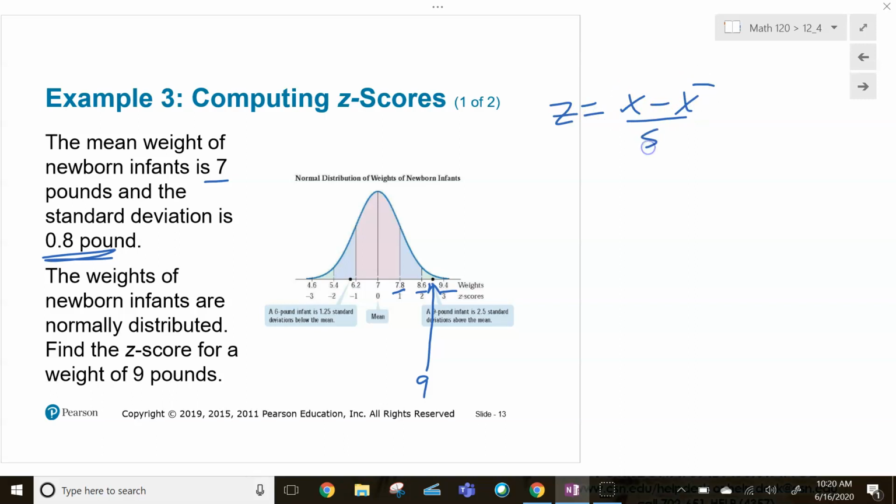This will be a very valuable formula for you. What's the Z-score for a newborn that weighs 9 pounds? I say, well, what's the data item? 9 pounds. Minus, what's the mean? The mean weight was 7, right? Mean was 7. The standard deviation was 0.8.